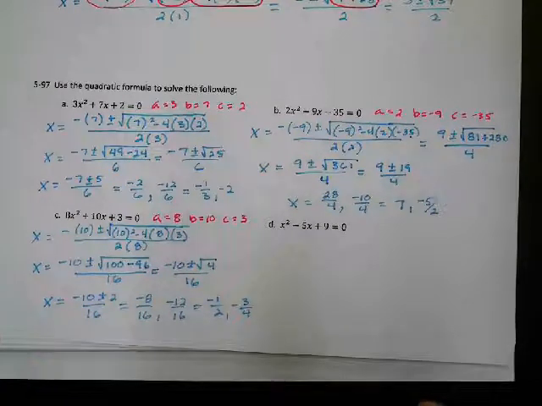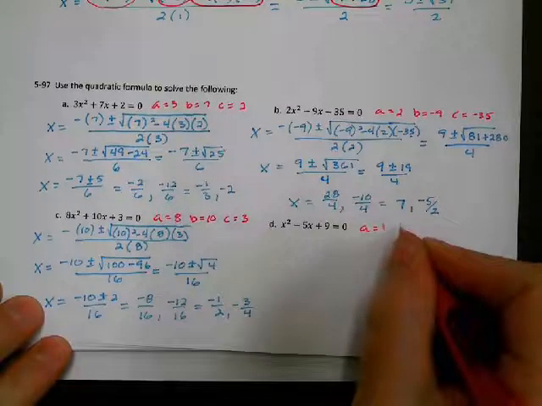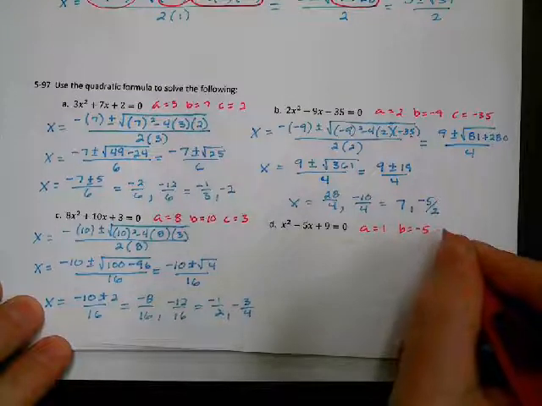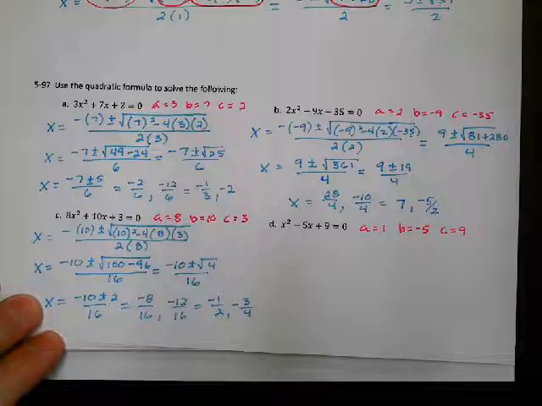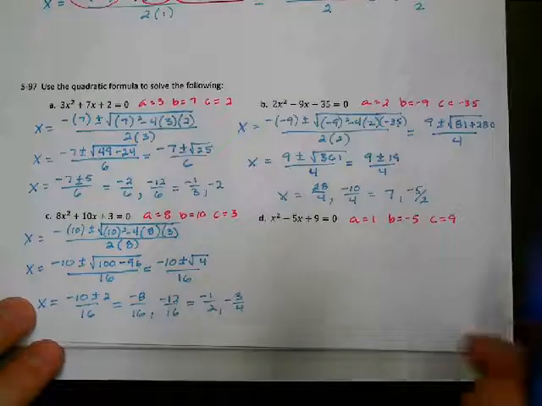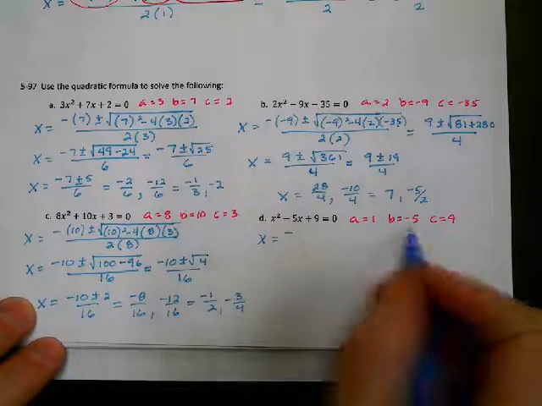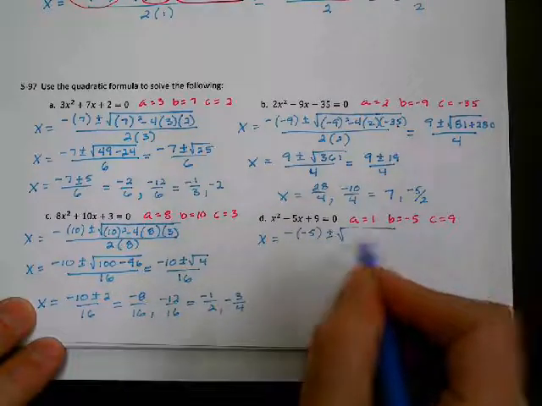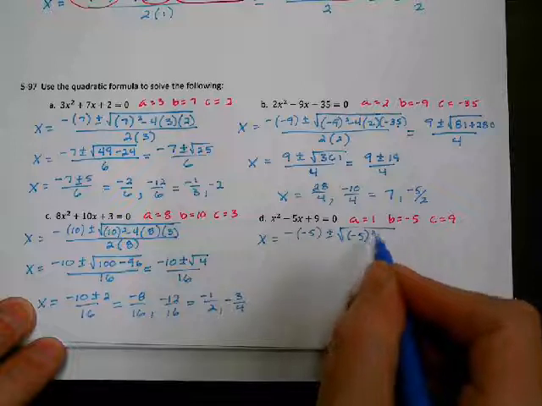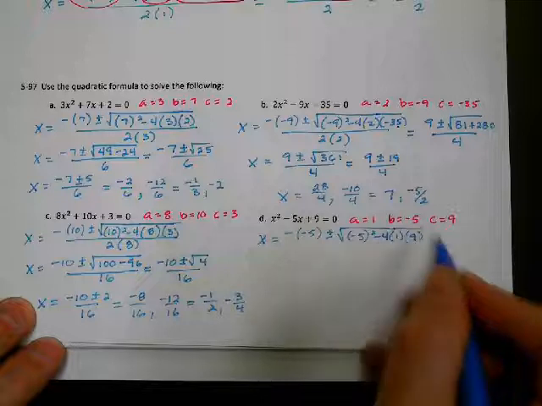Last one. A, B, and C. A is 1. B is negative 5. C is 9. Oh, stabbed myself. What was I doing? Formula. X equals negative, B is negative 5, plus or minus the square root, negative 5 squared, minus 4 times A, which is 1, times C, which is 9, all over 2 times A, so 2 times 1.